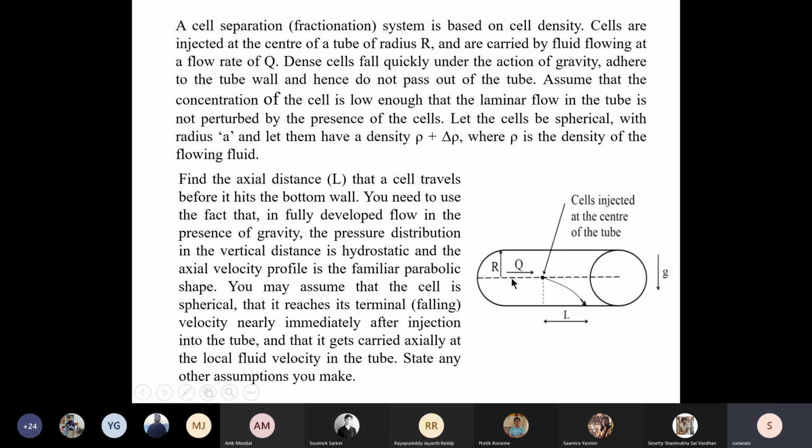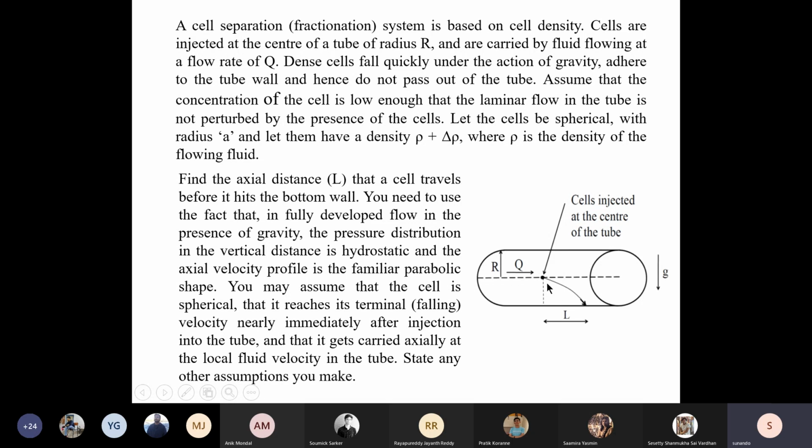So it's a size-based separation in which cells are made to flow through a tube. And of course, the density of the liquid, the carrier liquid, is chosen in such a way that cells will start to settle as they move with the fluid in the tube. So it looks something like this. So the cells are going to settle, but at the same time, as they're settling, the x component of velocity is going to take that cell away, and it's finally going to be deposited at some point.